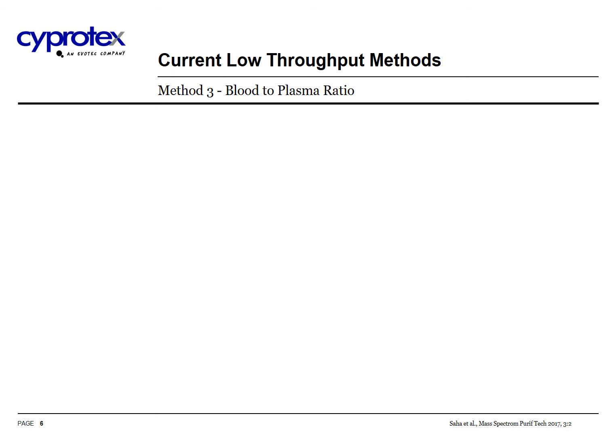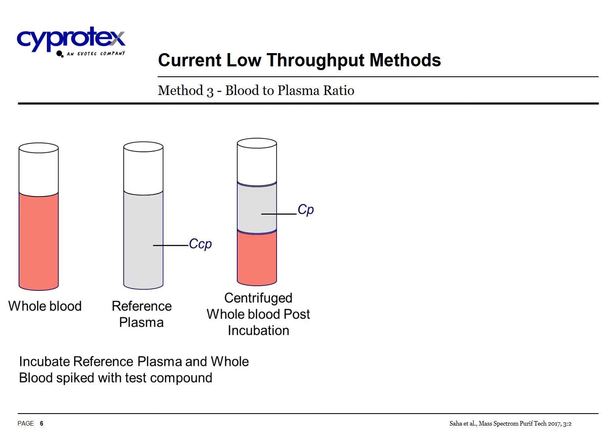This method 3 is simplified and less tedious or labor intensive than the previously described techniques. Here, the drug is measured in plasma, which is relatively easier to handle than blood. In this method, the control or reference plasma is separated from heparinized whole blood. Both control plasma and whole blood spiked with compound are incubated in parallel. Post-incubation, whole blood samples are centrifuged for plasma fractions.